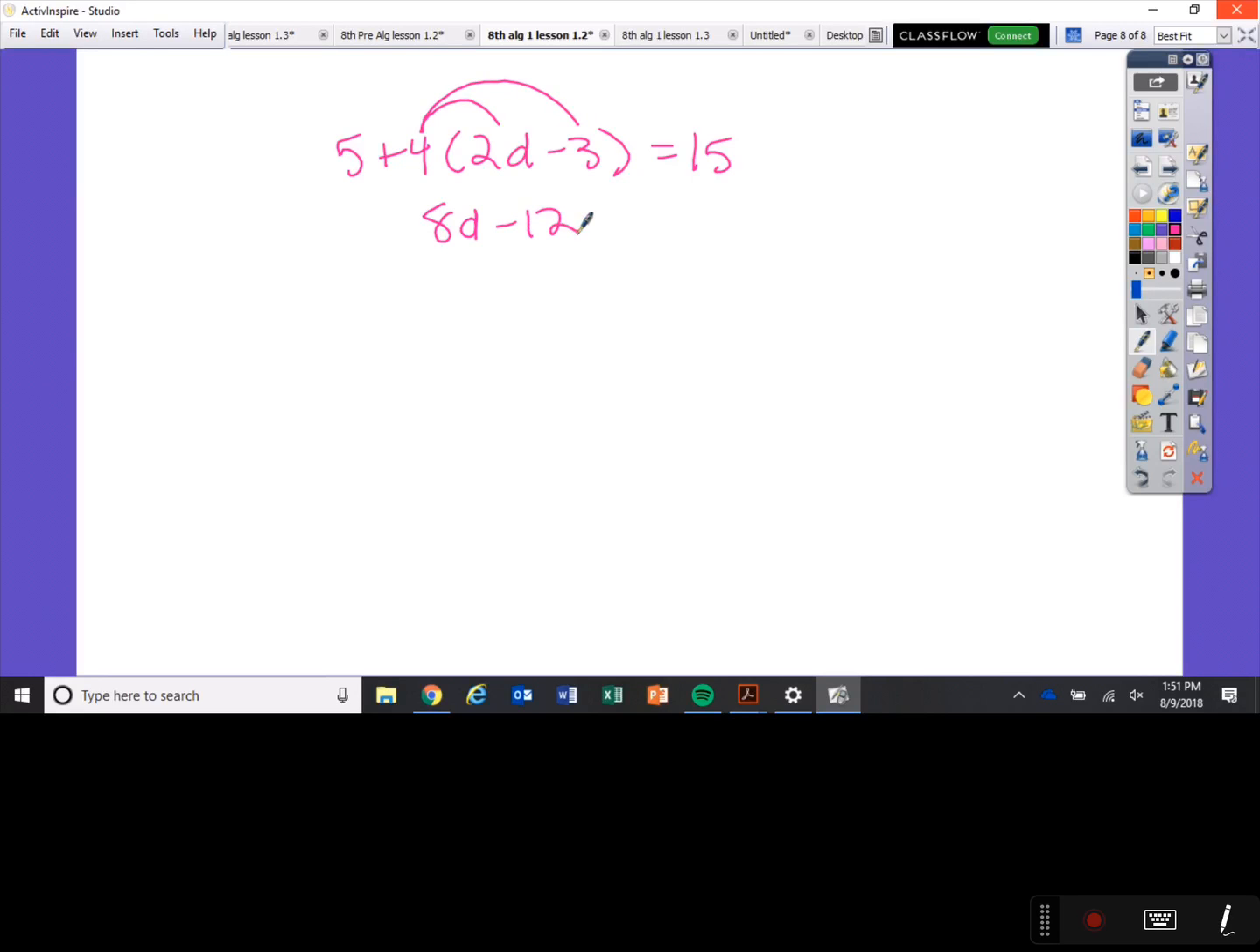What kind of 8d was this? Positive, since I'm bringing down that 5, equals 15. Is everything simplified on both sides? No. What can we put together? Negative 12 and 5. And that gives me negative 7. So 8d minus 7 equals 15. Now what? Plus 7. You got it right? Yeah.